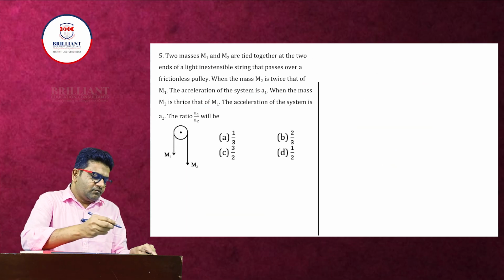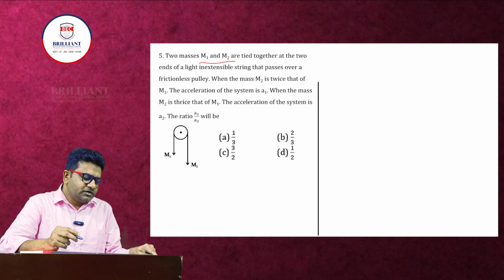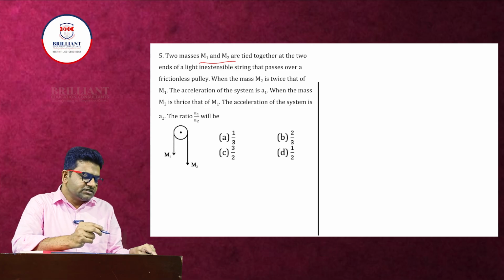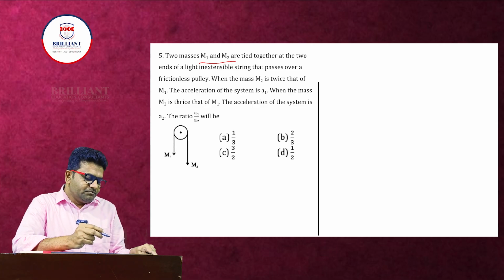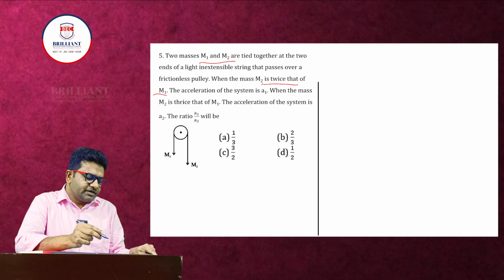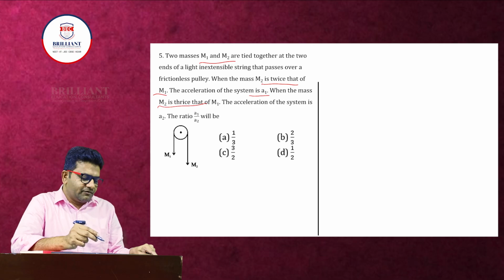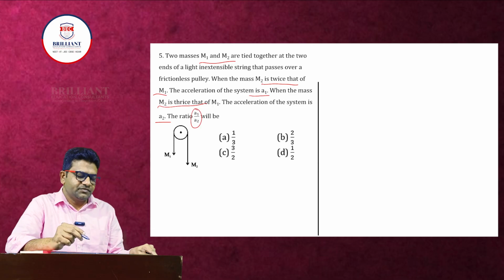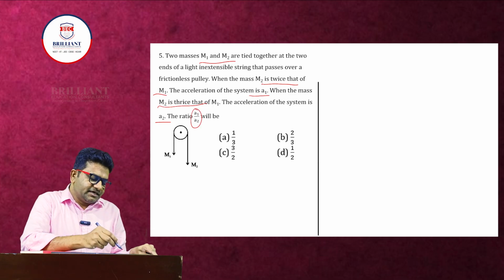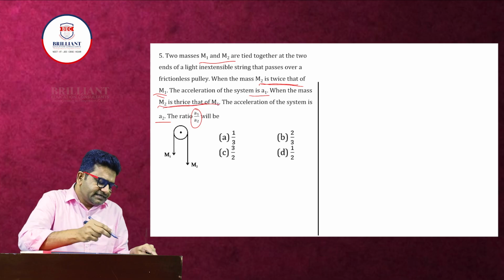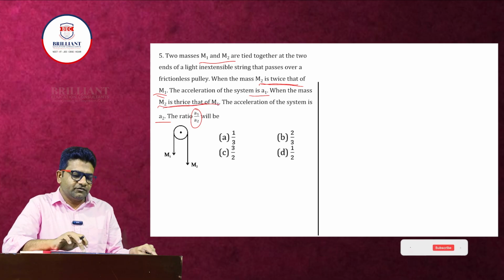Two masses M1 and M2 are tied together at the two ends of a light inextensible string that passes over a frictionless pulley. When the mass M2 is twice that of M1, the acceleration is A1. When the mass M2 is thrice that of M1, the acceleration of the system is A2. We have to find out the ratio A1 by A2. So here two cases are given. The first case is M2 is twice that of M1. The second case is when the mass M2 is thrice that of M1. So A1 by A2 we have to find out.